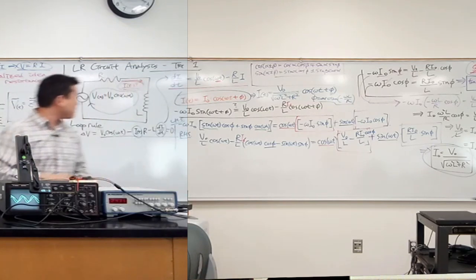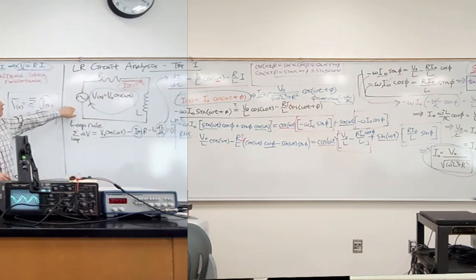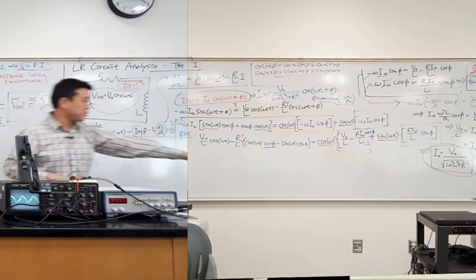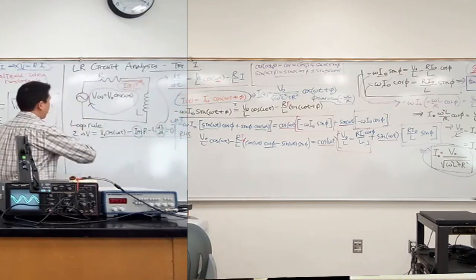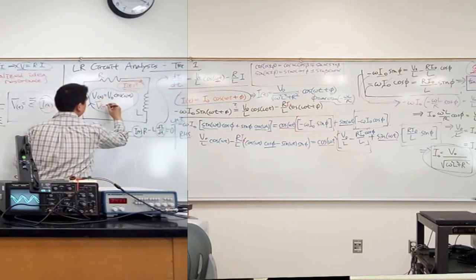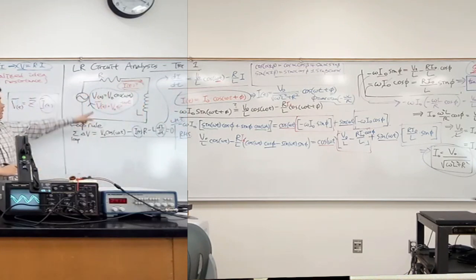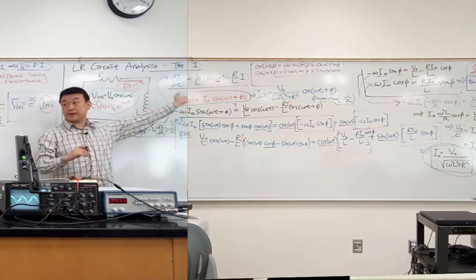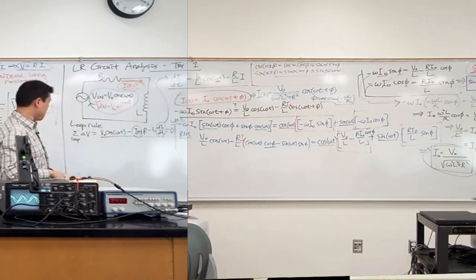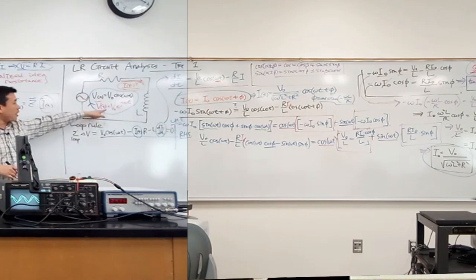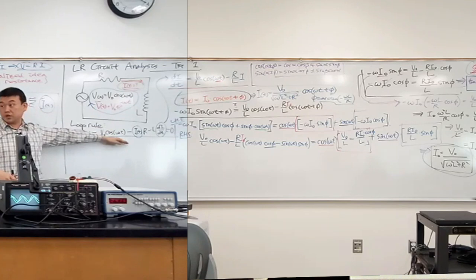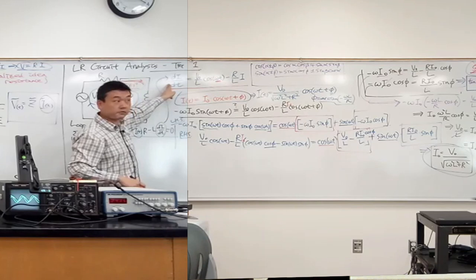I'm going to leave a lot of the expressions in place and just make modifications for using this complex input voltage, V naught times e to the i omega t, and looking for a complex current as my answer. When I use complex functions as my input and output, my differential equation doesn't change. It's still the same differential equation I'll use.